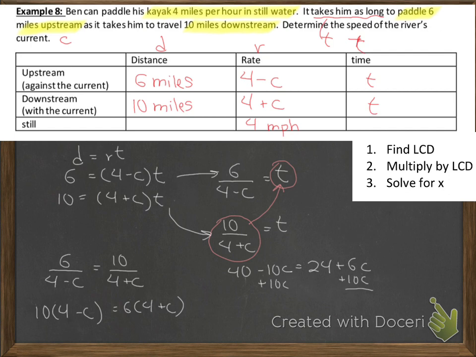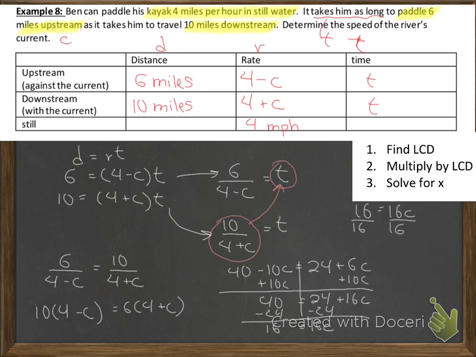I try to move my variable terms around so that the coefficients remain positive to reduce the probability of human error. That's just my preference. Okay, subtract 24, subtract 24. So what do we get? We get 16 is equal to 16c. That's interesting. If we have 16 equals 16c, we just divide both sides by 16. So c is equal to 1.